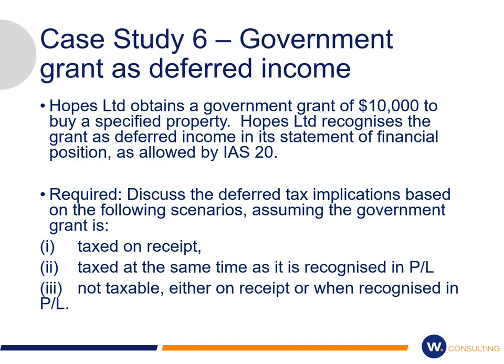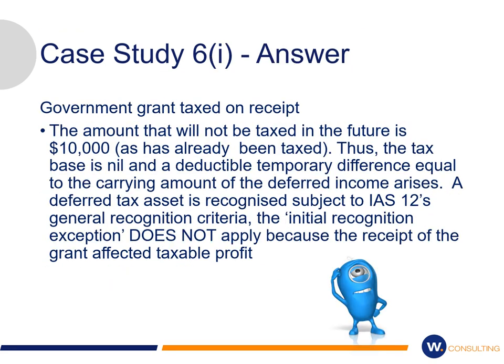The amounts that will be taxable in future periods is zero because we've already been taxed, and therefore 10,000 less our future taxable amounts will end up giving us our tax base. So if we look at the example, the first scenario, taxed on receipt, the amount that will not be taxed in future is 10,000 because we've already been taxed.